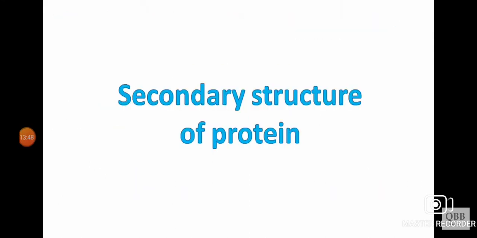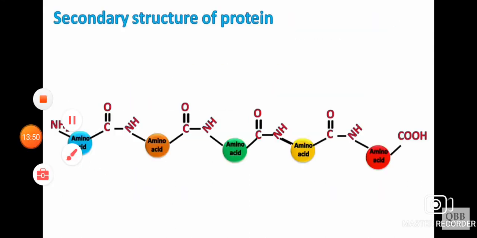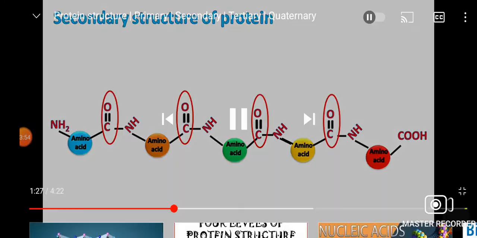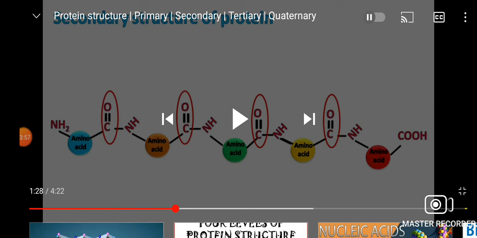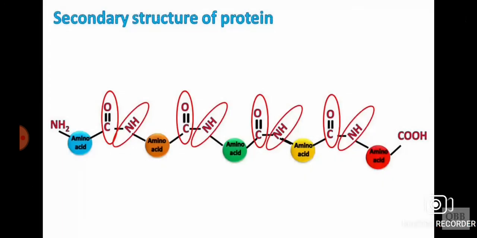So this is the primary structure of a protein. You can see they are having different amino acids in the N terminal and in the C terminal. You can see different amino acids are arranged. Now, secondary structure means what?